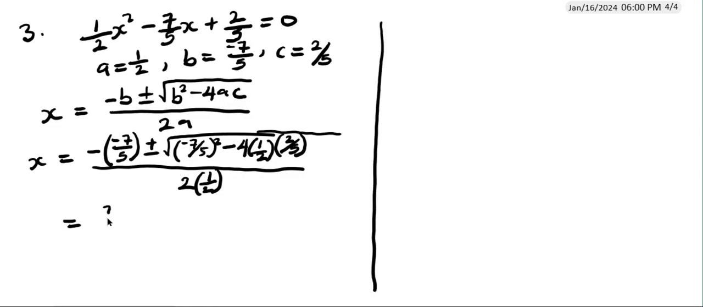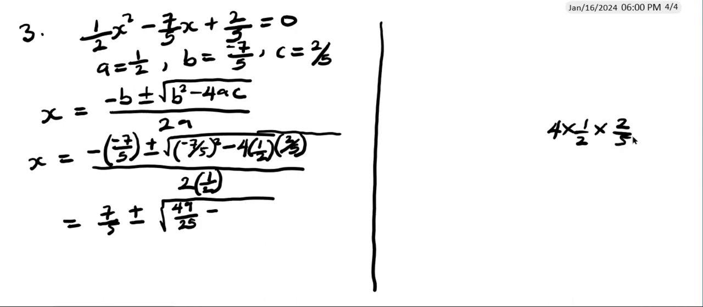So that will give us 7 over 5 plus or minus the square root of 49 over 25. That's when minus 7 gets squared, which is 49, and 5 gets squared, which is 25. Minus, when you multiply 4 times 1 over 2 times 2 over 5, the 2 here will cancel out the 2 here. So we have 1 here, we have 1 here. 4 times 1 will give you 4, and 5 times 1 will give you 5. So we have 4 over 5. So putting it here, minus 4 over 5. So 2 times 1 over 2 will give you 1. So let's come over here and finish that up.